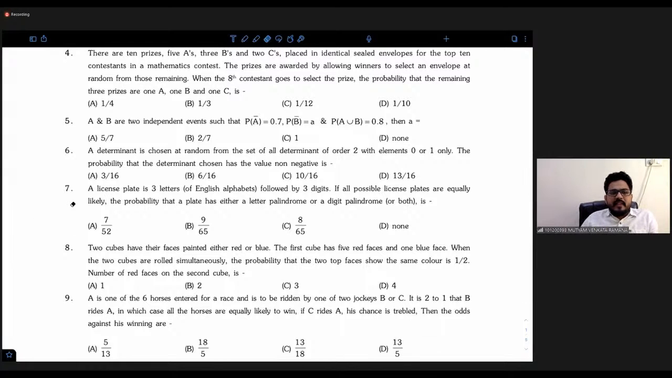Next one, 7. A license plate is 3 letters of the word followed by 3 digits. Yes, please try. 5th, 6th, any doubt? 5th and 6th, any doubt? Please.